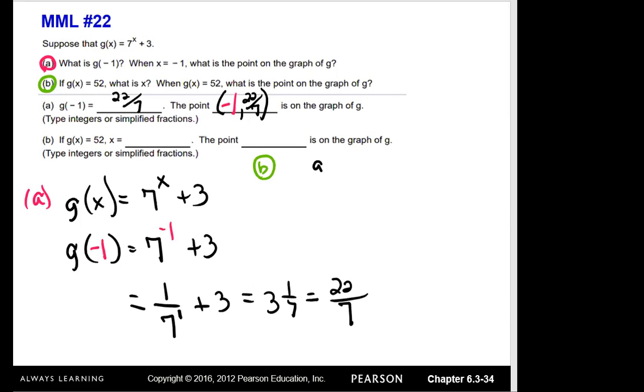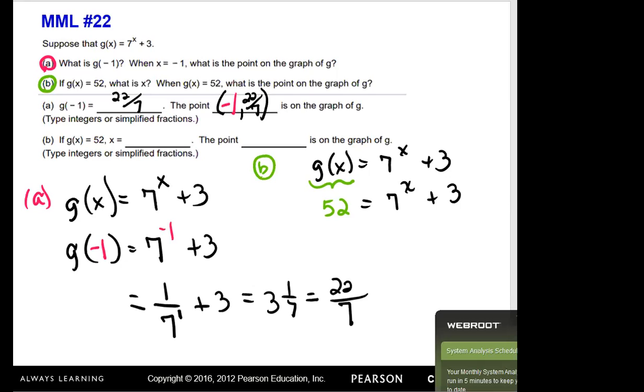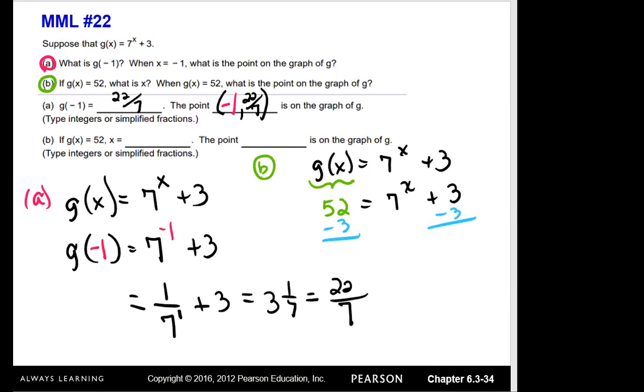Well, once again, g of x is equal to 7 to the x plus 3. And they said, if g of x is 52, so you're going to take out all of g of x and put 52 in its place. So 52 equals 7 to the x plus 3. And now I got to solve this for x. It's an exponential, so I have to get the exponential part by itself. So I would start by subtracting the 3.